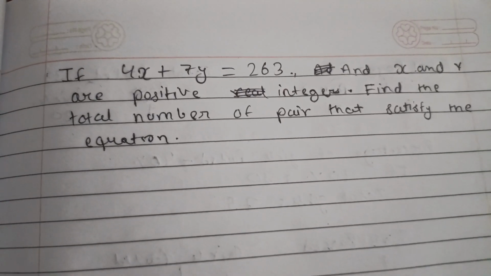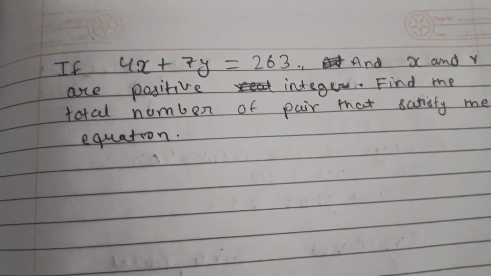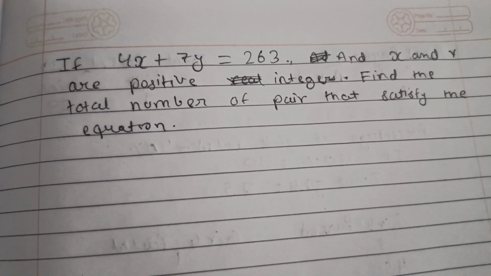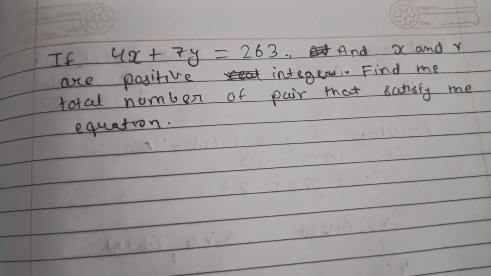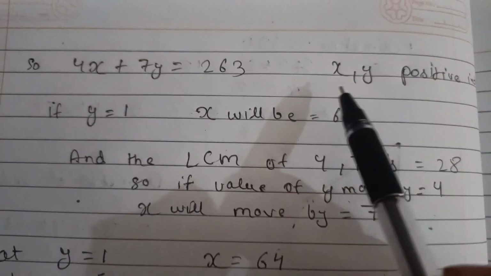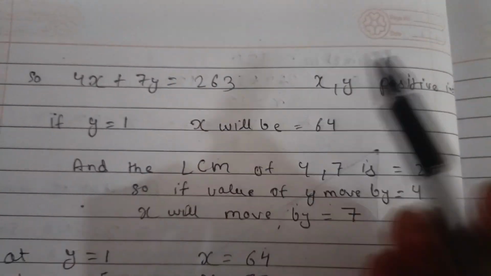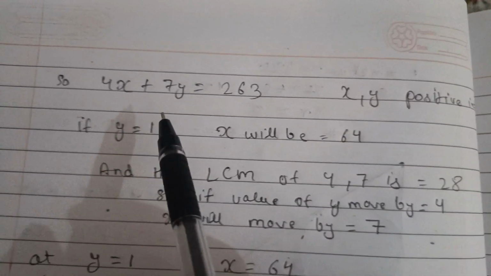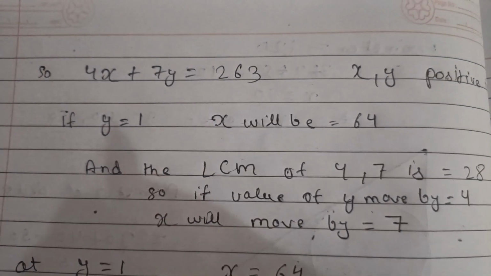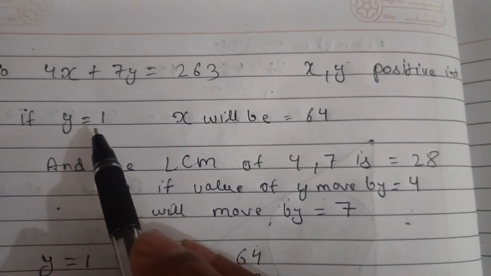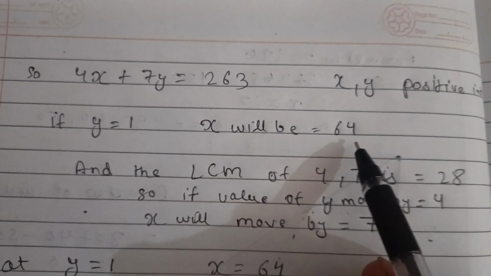If 4x plus 7y is equal to 263 and x and y are positive integers, find the total number of pairs that satisfy the equation. So starting with the minimum value of y as 1, if we put y as 1, we get x equal to 64.